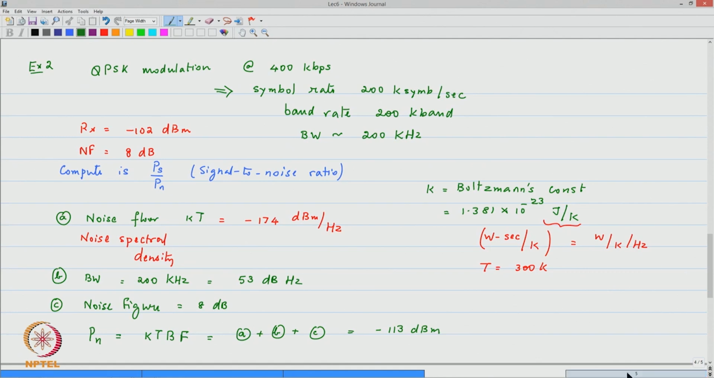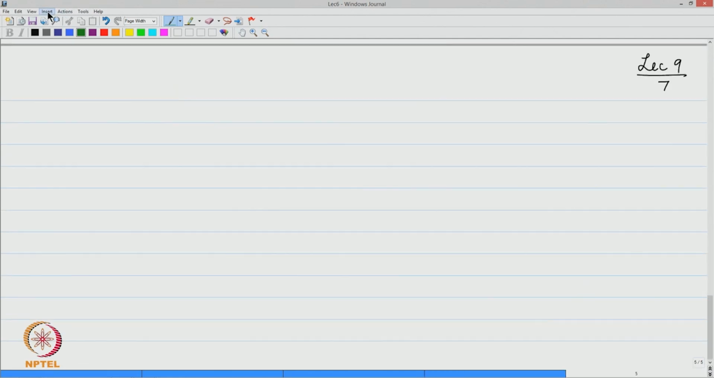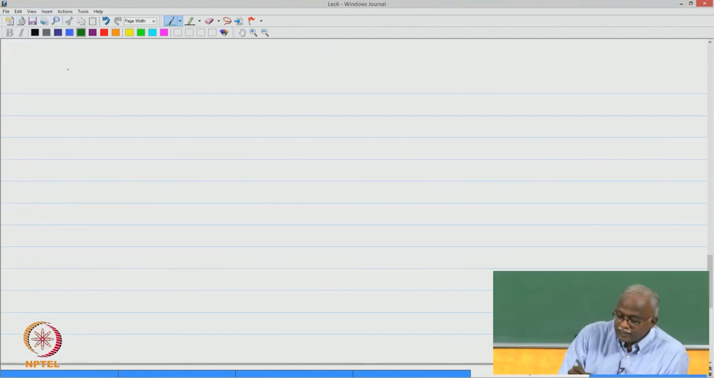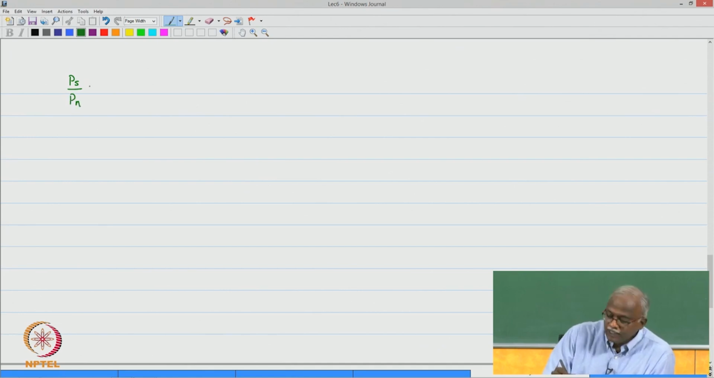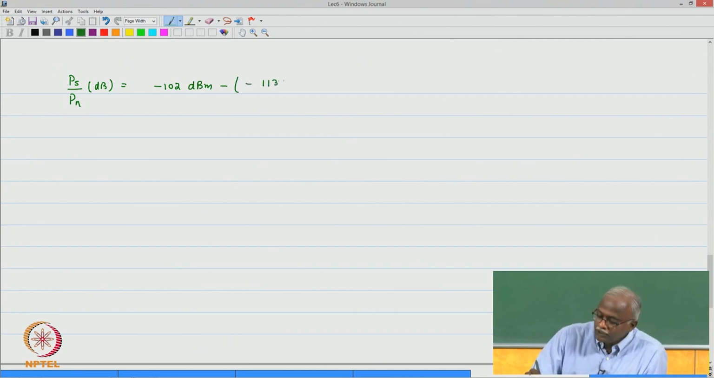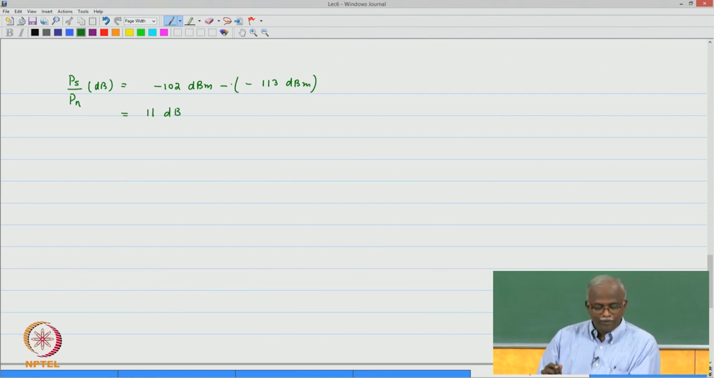Okay. So, if you now look at the ratio of the received signal power to the noise power in dB, we are told that the received signal power is minus 102 dBm, minus minus 113 dBm. So, this gives us a PS by Pn of 11 dB. Again, remember it is a ratio of powers. So, the answer should be in dB.